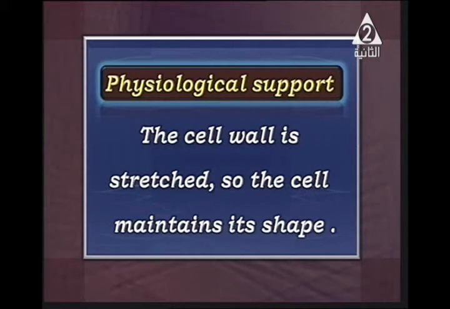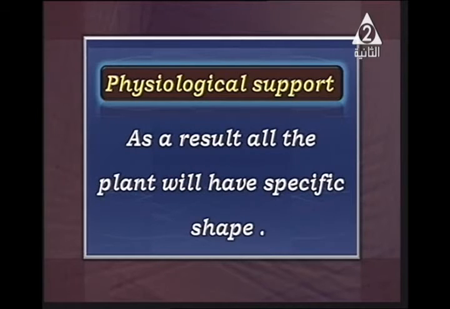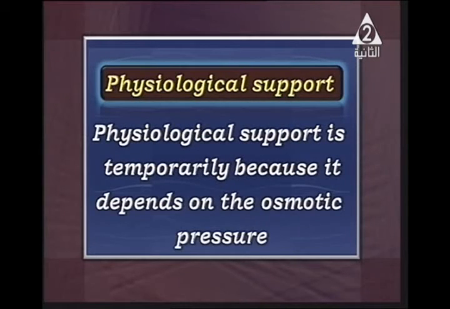The cell wall also is stretched to do what? To maintain its shape, definitely to give the cell its real shape. As a result of all these changes, the plant will have a specific shape, and this is the idea of physiological support in the plant. Physiological support is not permanent, it is temporary. Because of what? Because it depends on the osmotic pressure, and we have here a video to show that in some examples.